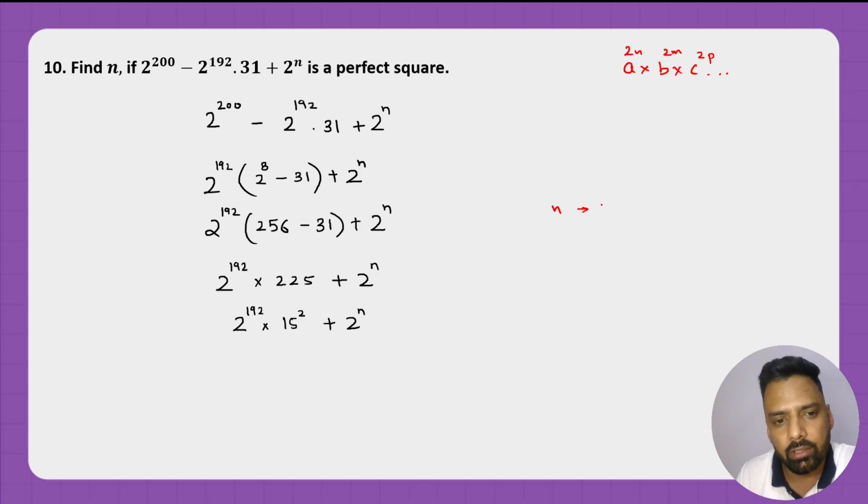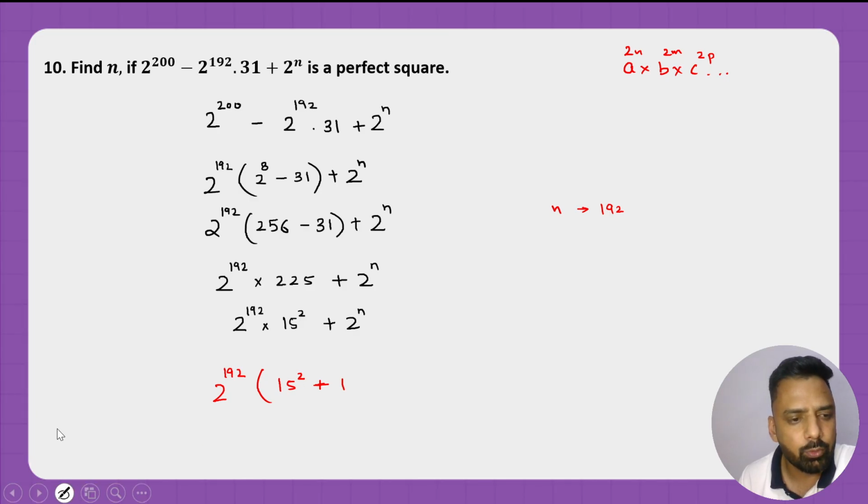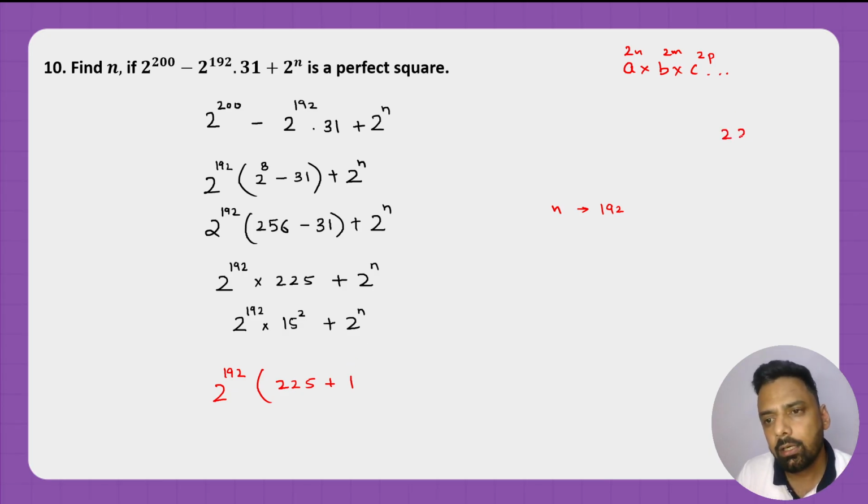लेट्स सी, अगर सपोज इफ n वर 192, so I can take 2 to the power 192 common, and in the bracket I will be left with 15 square plus 1. ठीक है, 15 स्क्वायर प्लस 1, और बेसिकली अगर मैं इसको ऐसे लिख लूं 225 प्लस 1. अगर मैं n को 192 मान लेता हूं तो 2 टू द पावर 192 आई कैन टेक कॉमन, उस केस में ये बचेगा 1. बट 226 इज नॉट अ परफेक्ट स्क्वायर, राइट. 226 इज नॉट अ परफेक्ट स्क्वायर, तो मुझे ये देखना पड़ेगा 225 में व्हाट पावर ऑफ 2 हम ऐड करें कि इट बिकम्स अ परफेक्ट स्क्वायर.